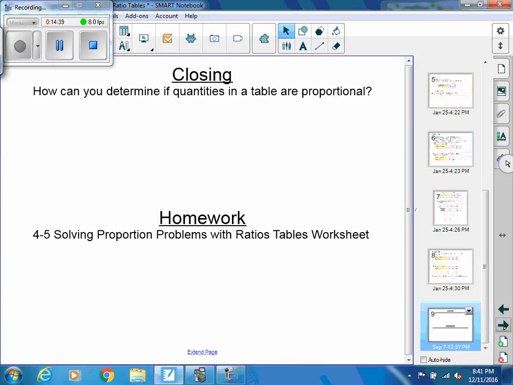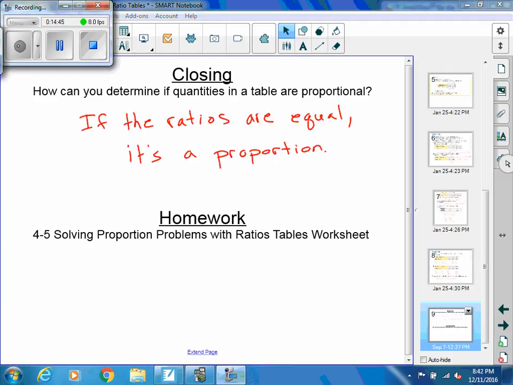Okay, to close out here, how can you determine if quantities in a table are a proportion? So the answer to that question is, if the ratios are equal, it's a proportion. Okay, go ahead and finish up what you need to here and show it to a staff member in the room.